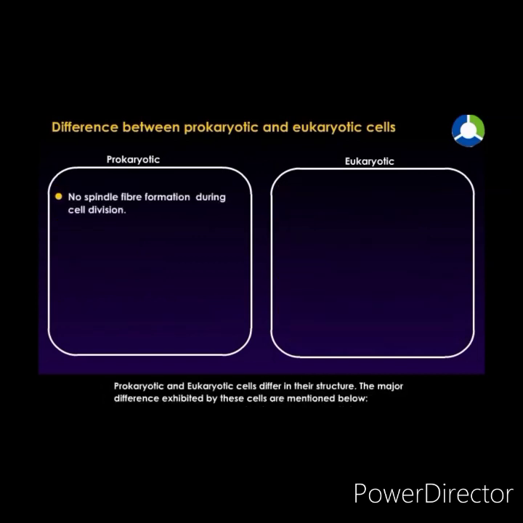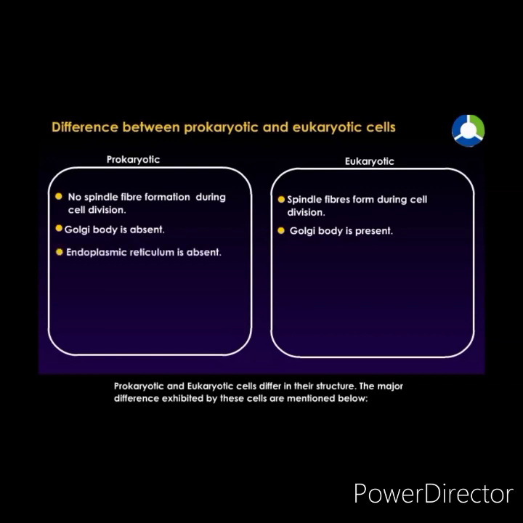In prokaryotic cells, there is no spindle fiber formation during cell division. In eukaryotic cells, spindle fibers form during cell division. In prokaryotic cells, the Golgi body is absent. In eukaryotic cells, the Golgi body is present.